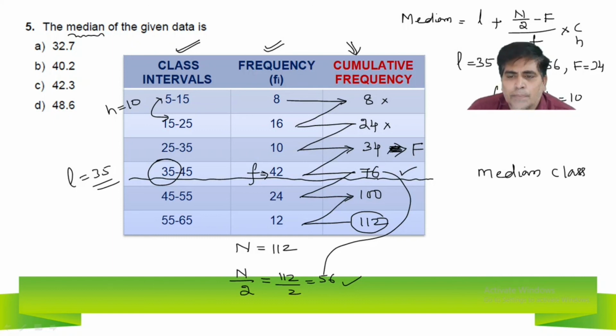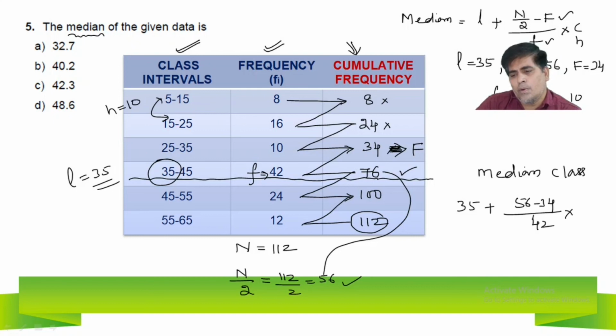So you substitute these values in the median formula, and you will get the value. So L, 35, plus n by 2 minus F, that is 56 minus 34, divided by small f, which is 42, into 10. So this value will give the median. So 35 plus, simplify it, 56 minus 34 is 22. So 22 by 42 into 10.